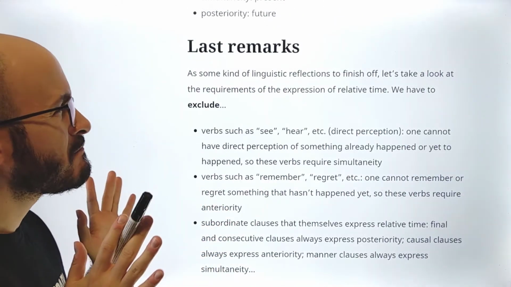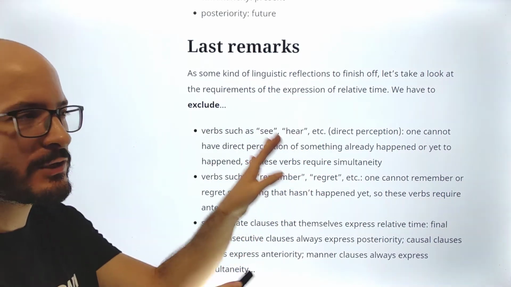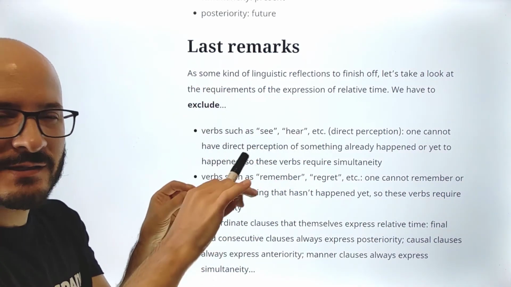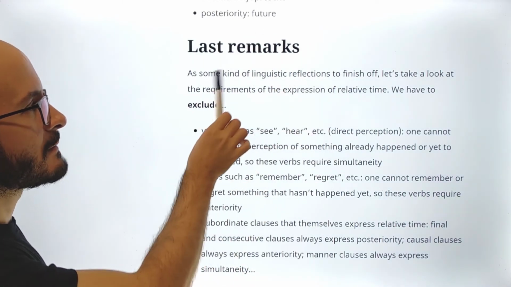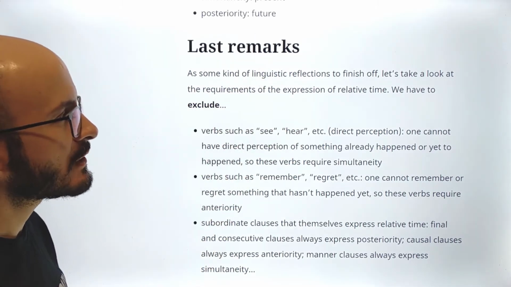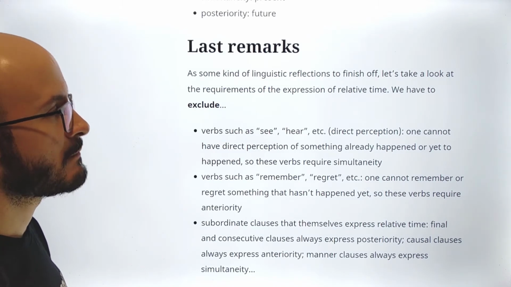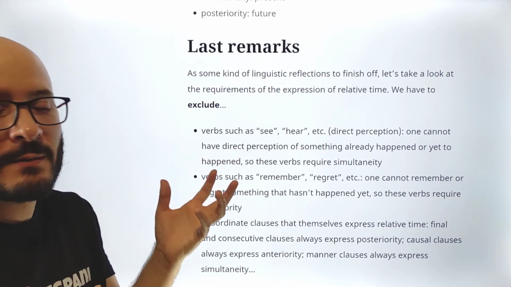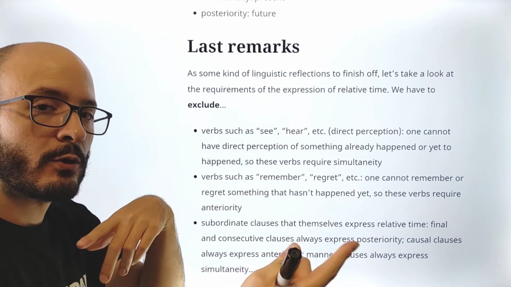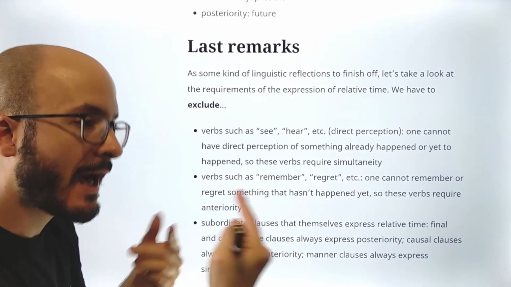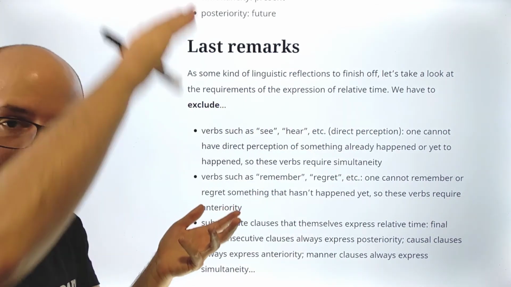And last, some last remarks. Okay, this is just to give some extra information. This is really not important. It's just some reflections, let's say, some linguistic reflections to finish off. Let's take a look at the requirements of the expression of relative time. For example, like we were seeing before, I know that something will happen, or that something has already happened, or that something is happening right now. So with that, we can express all the relative times.